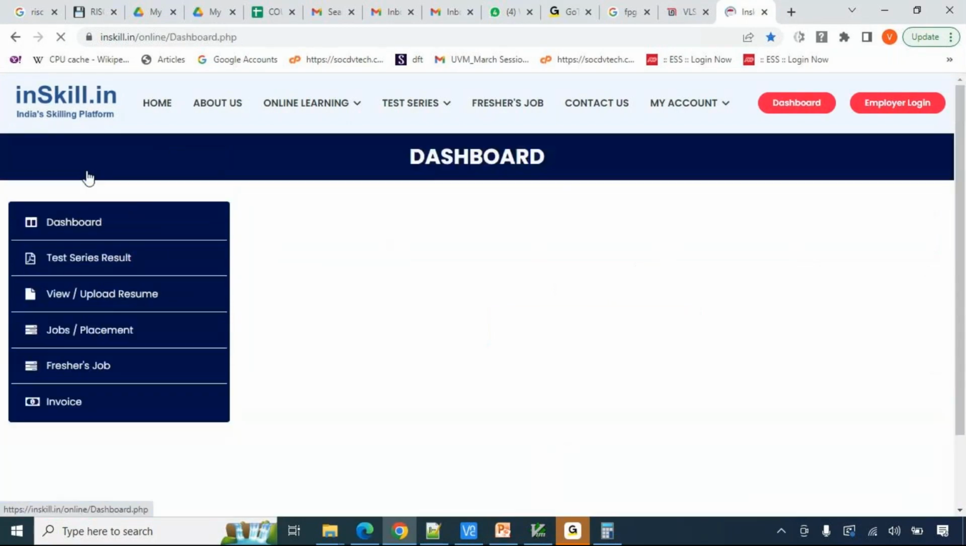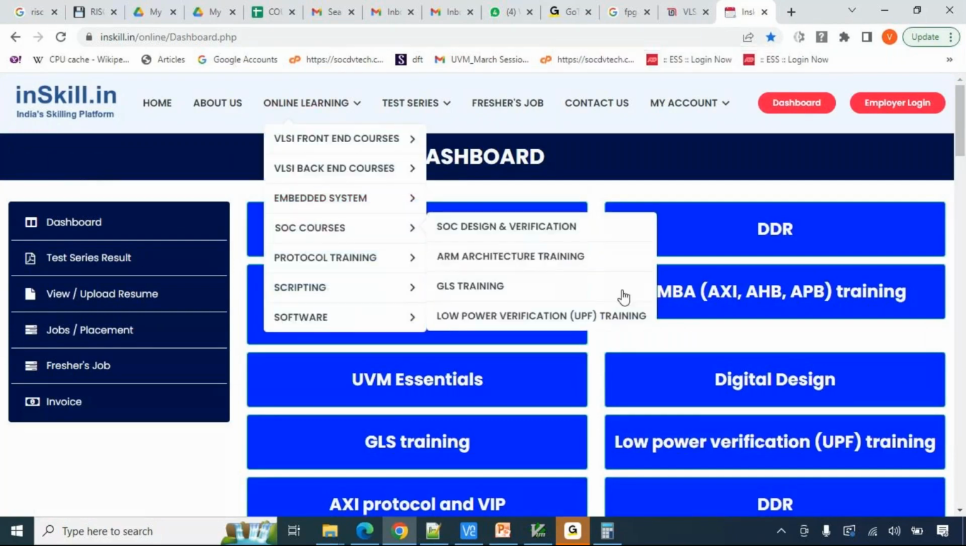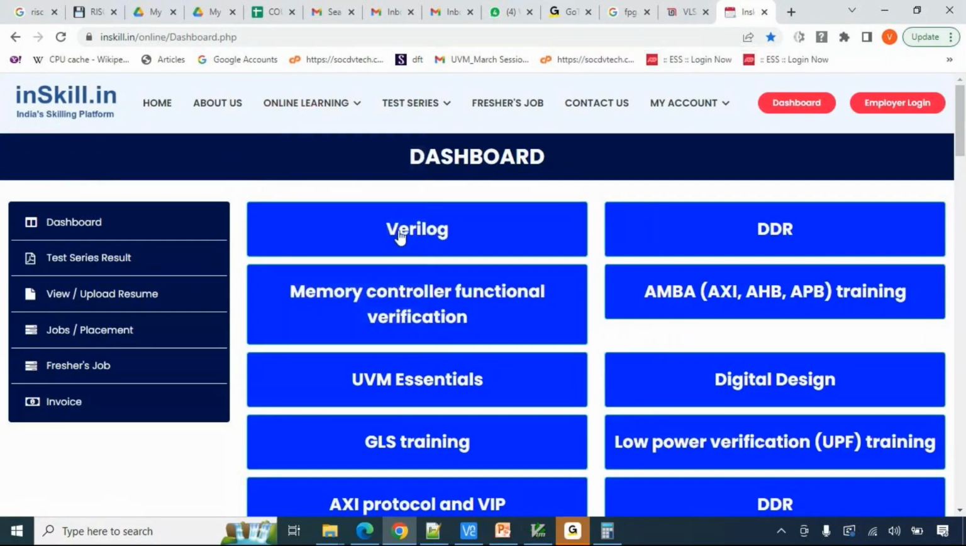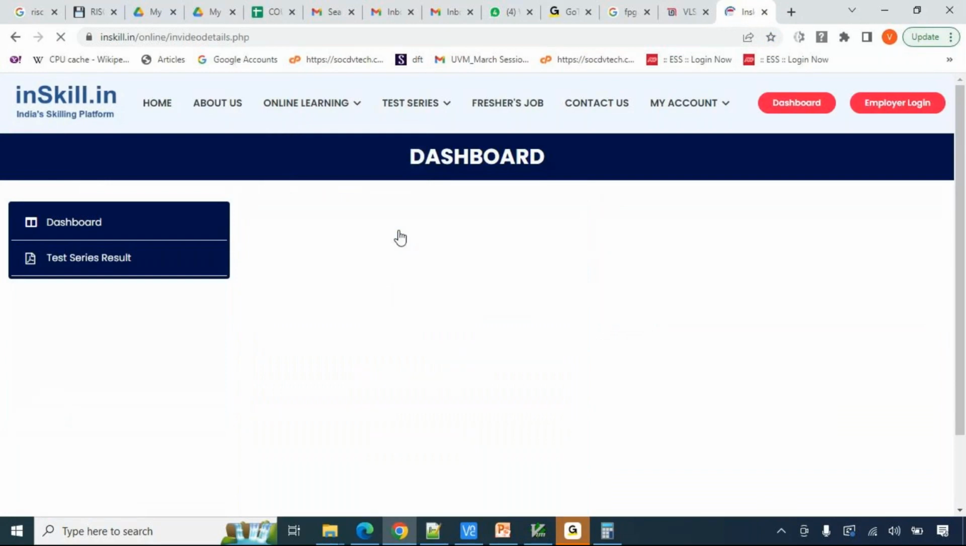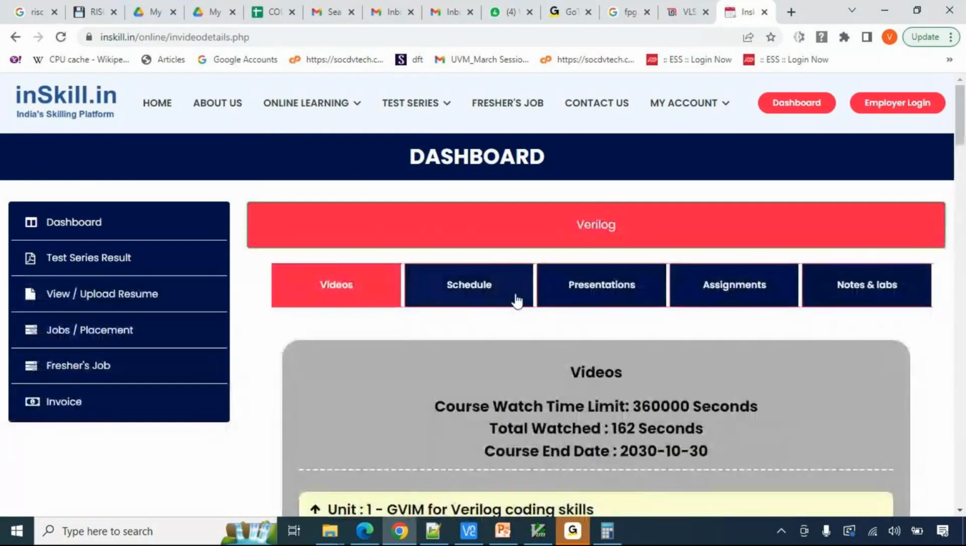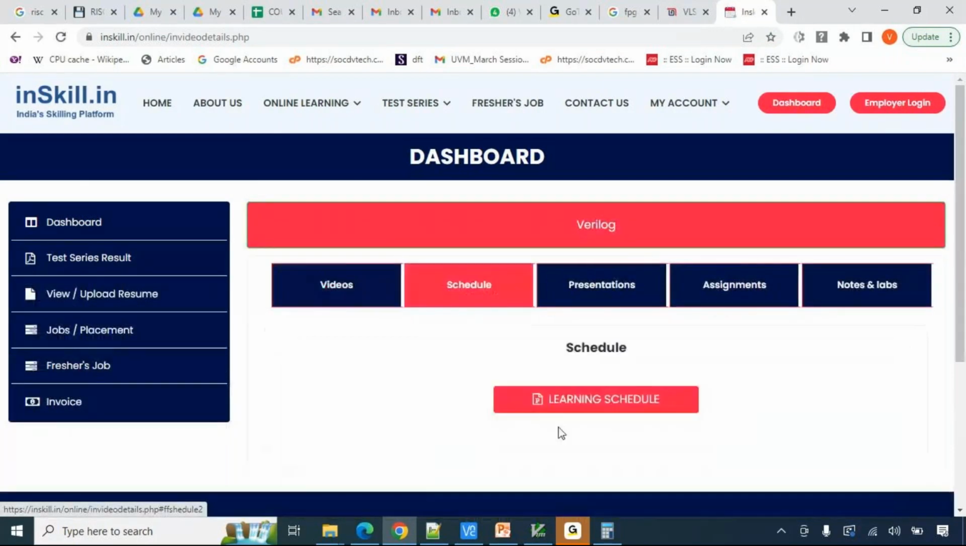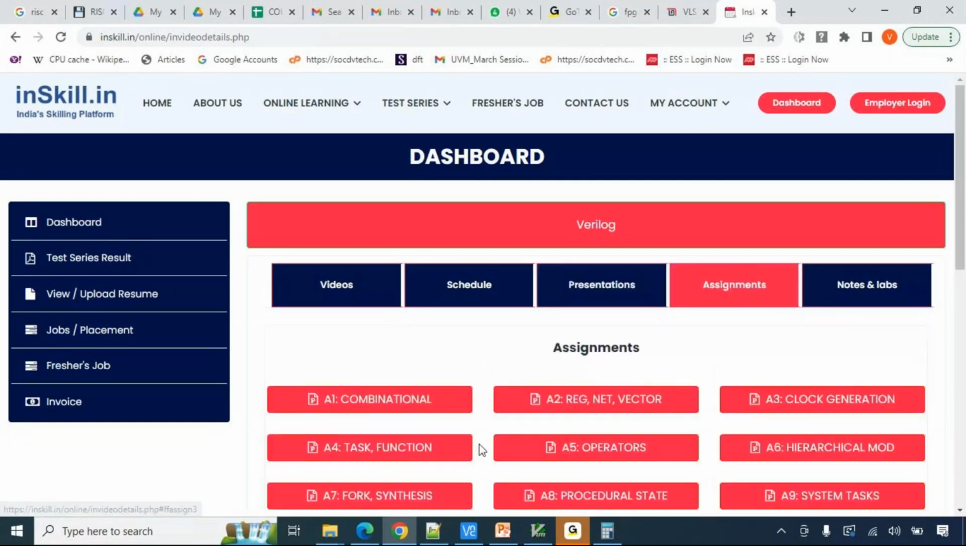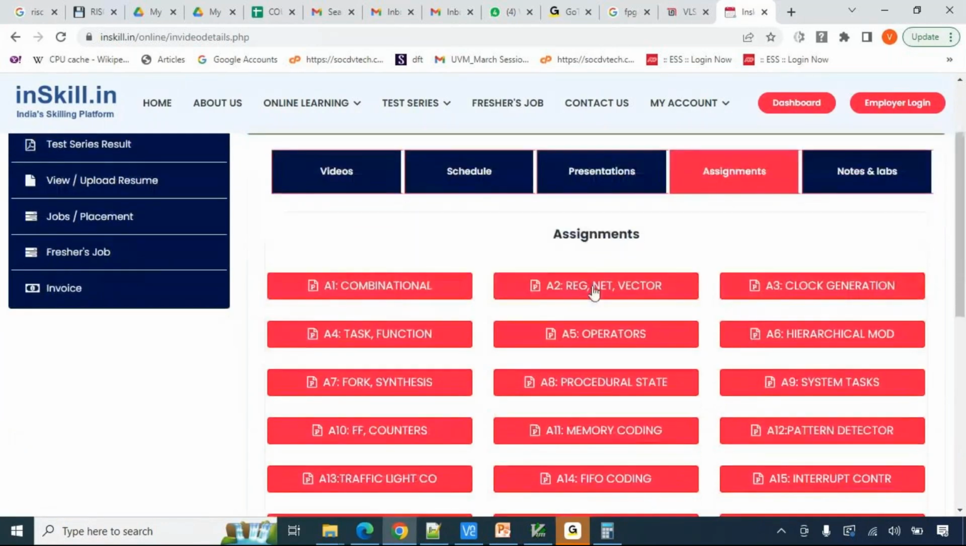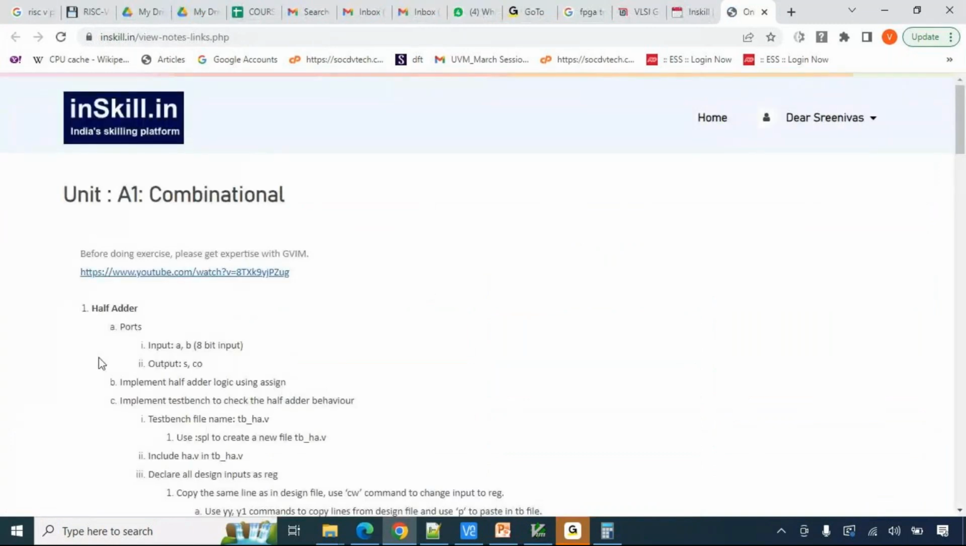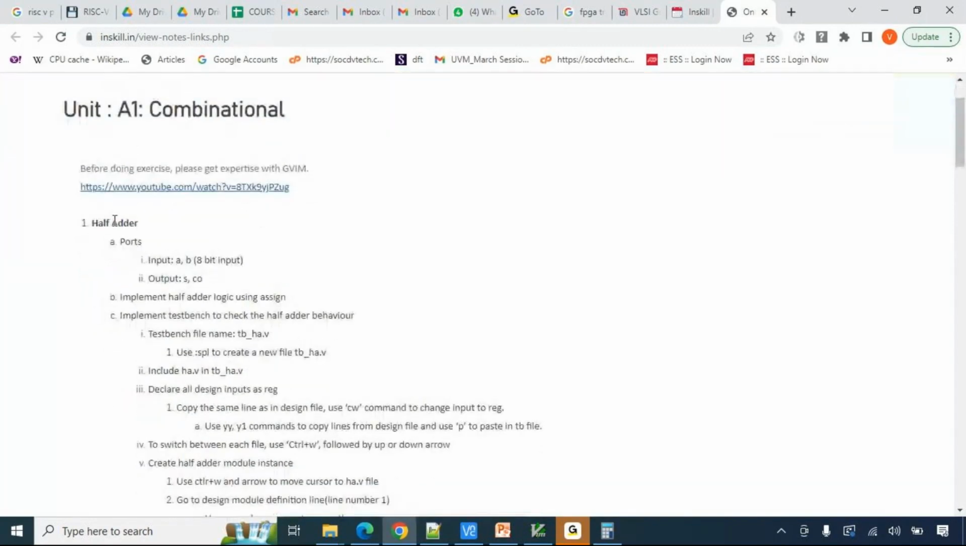Let's say you go to Verilog. Videos and schedule will be there. Again, we would have given a schedule specific to Verilog. Presentations will be there. Assignments will be there. A detailed set of assignments for Verilog, which again start from the basics, right? Like how to write a half adder. I mean, how to implement the Verilog code and test bench for a half adder, which will not be just one statement. I won't give one statement saying write a Verilog code for a half adder and write the test bench. I'm giving you detailed steps.